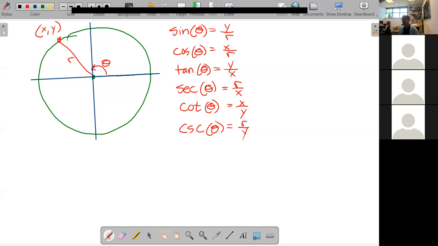So that means if I know information about one trig function, then it turns out I know information about all of them. So I'm going to do an example of that next.